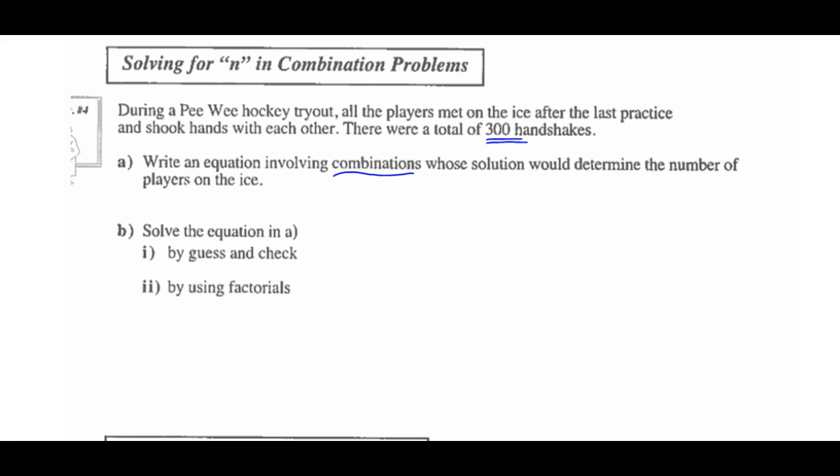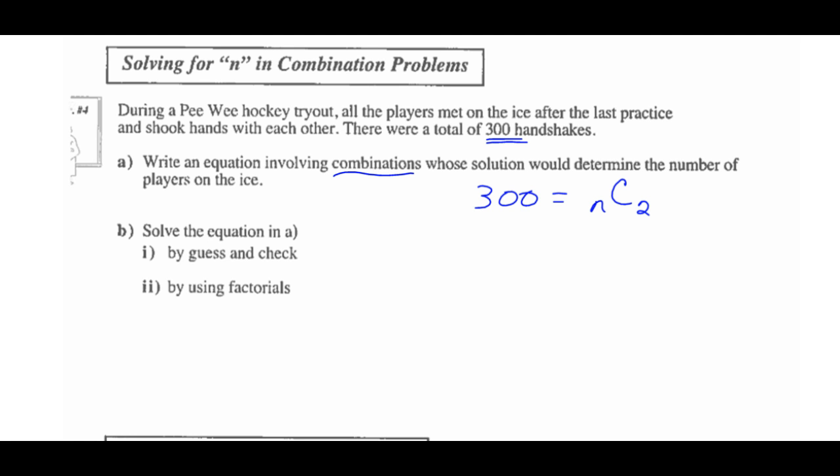So we're saying this is combinations because order of shaking hands doesn't matter. I shake your hand, you shake mine. We're both shaking hands. The order is not important, so it's a combination situation. So what we do know is, in total, there are 300 handshakes. We know it's a combination situation. We don't know how many people are on the ice, but we know it takes 2 people to shake hands. So we're looking for N. How many people are on the ice?